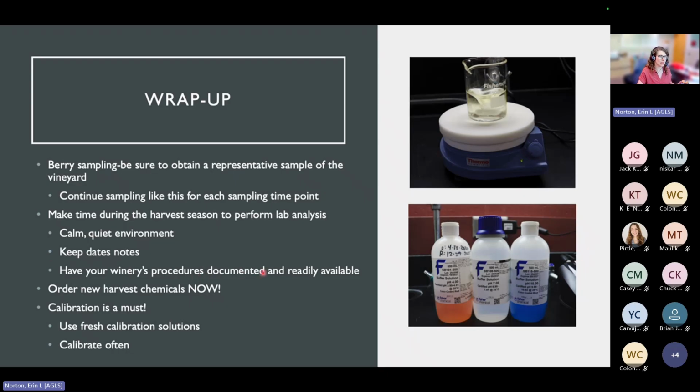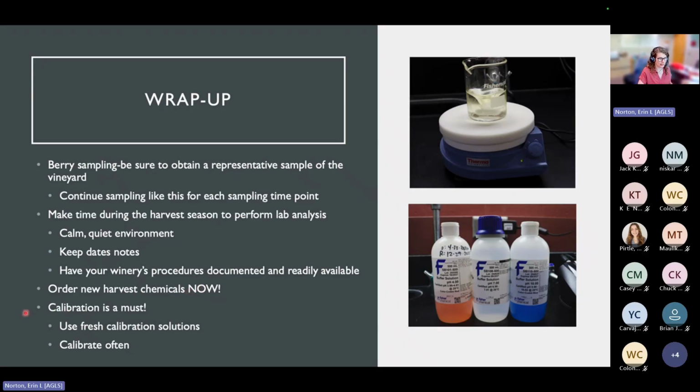And I say that because you could be in the middle of an analysis and forget how to do something, or you have a new employee and they should be able to have a document that they can follow along. If you need help drafting some of those documents, let us know. We'd be happy to give you a hand. Order new harvest chemicals, and if you haven't done so, do it now. We are almost there. Wineries in Nebraska, I know, were picking last weekend. So order harvest chemicals if you need to now.